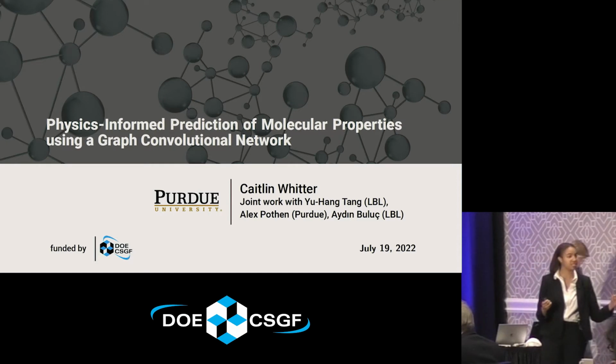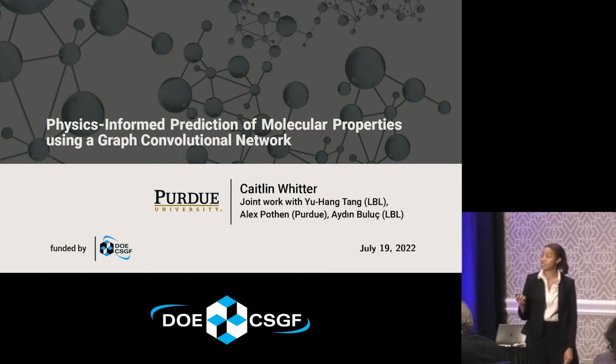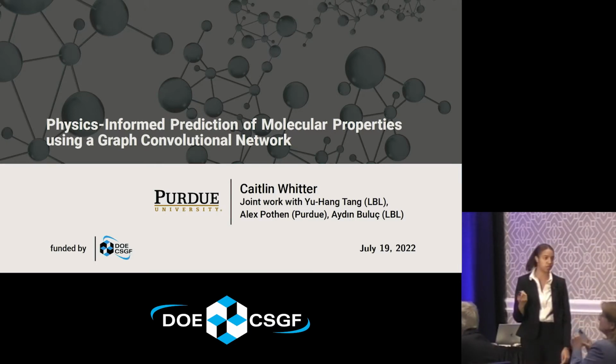Hello, everybody. My name is Caitlin Witter, and my talk is on physics-informed prediction of molecular properties using a graph convolutional network. This is joint work with my PhD advisor within the School of Computer Science at Purdue University, Alex Pothen, and also Drs. Yuheng Tang and Aiden Bullich from Lawrence Berkeley National Laboratory.